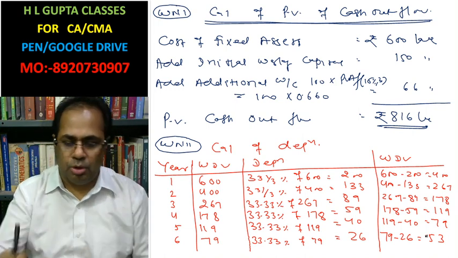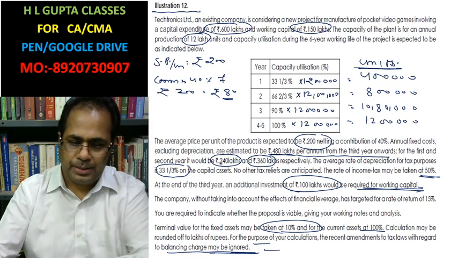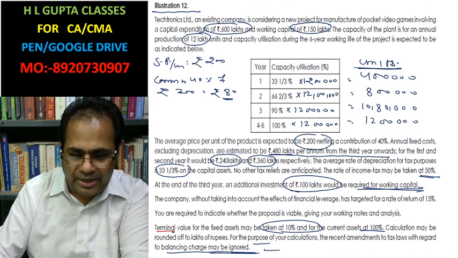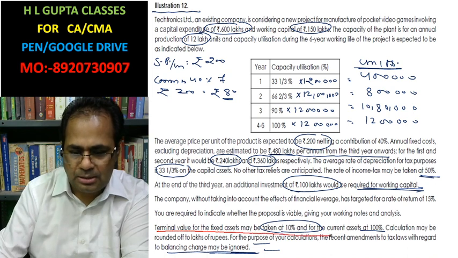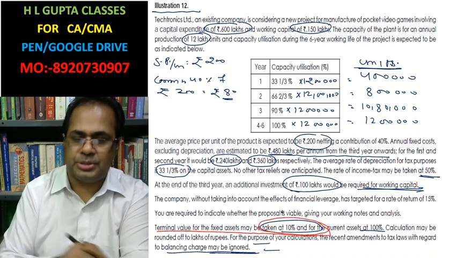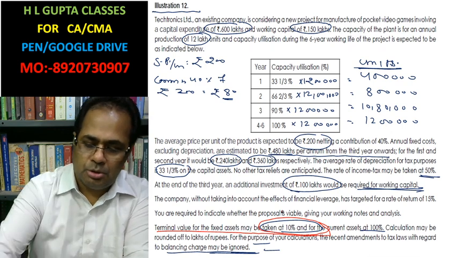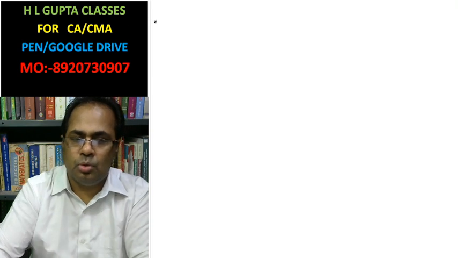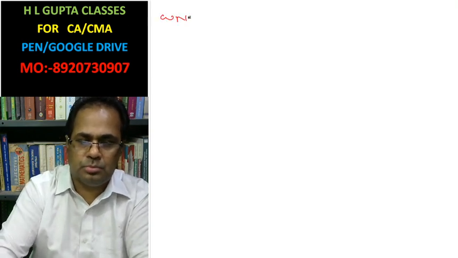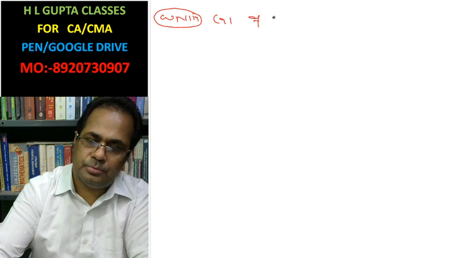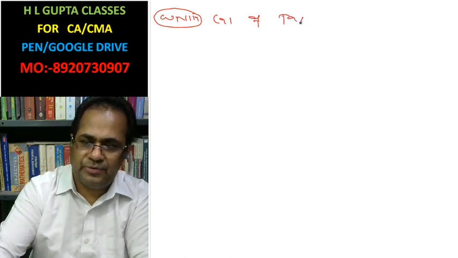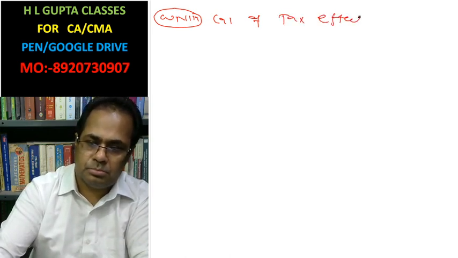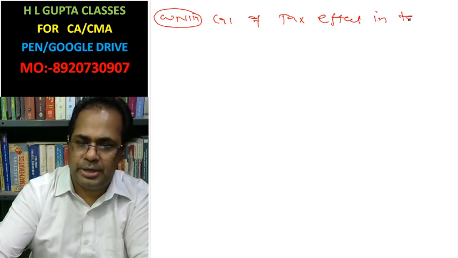Now the sale value in the 6th year: the terminal value of fixed assets is 10%, it is saying 10%. You can calculate it in the working note. Working note 3. Calculation of tax effect in the terminal year.